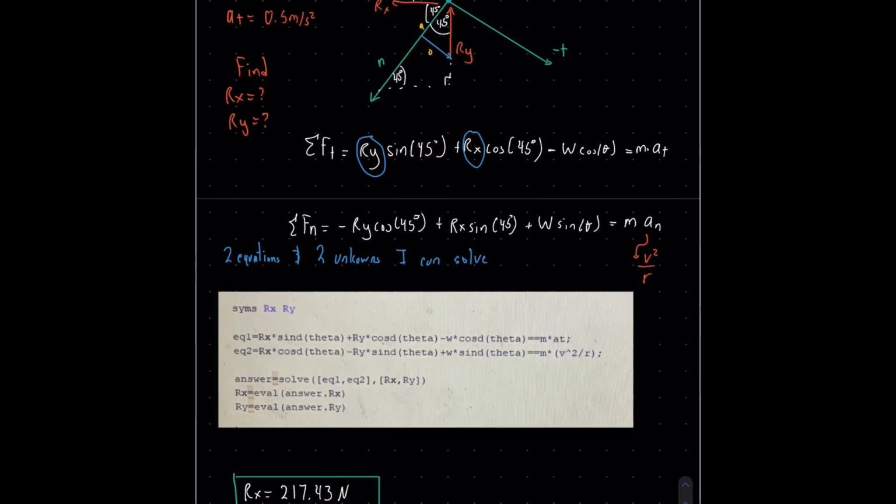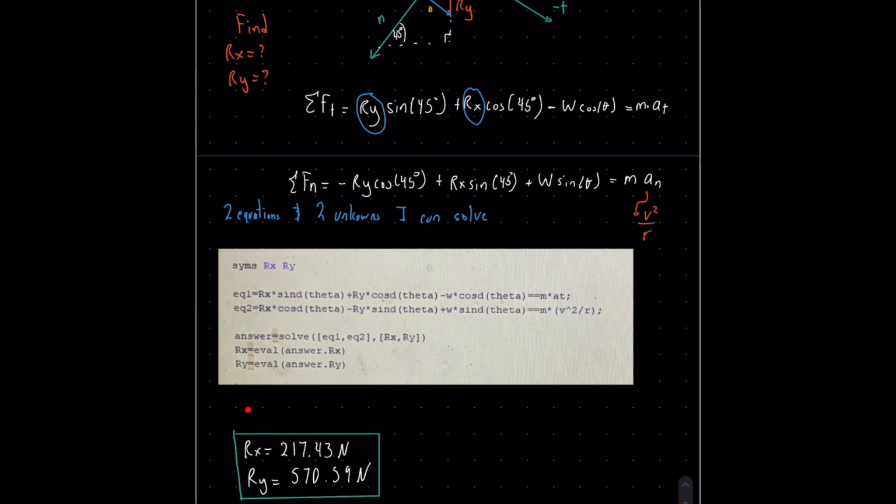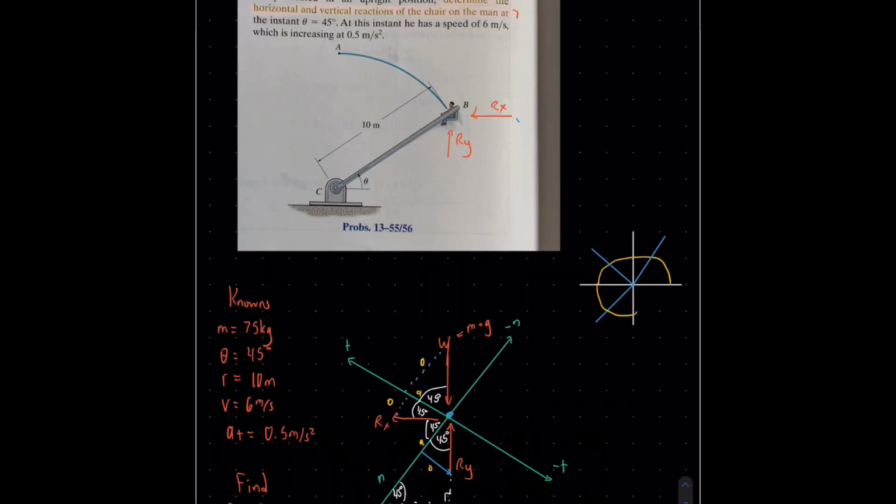I just solved for the reaction in the x and the y using normal and tangential coordinate systems.